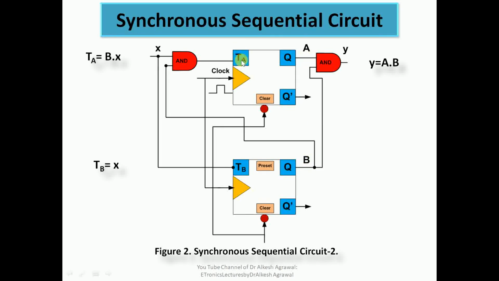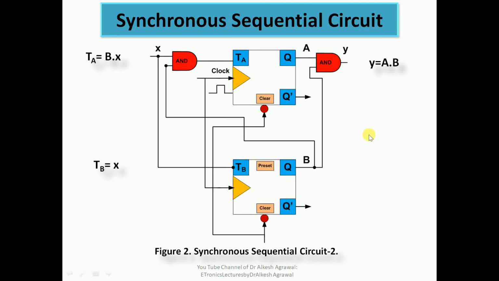Then the input to the TA flip flop: you can see we have an AND gate. One input to the AND gate is the external input X, and the other input is connected to B. So the input TA is B and X. Then you can see TB is connected directly to X, so TB is equal to X. These are the inputs, and the outputs are A and B, and the external output Y is A and B. Now we will analyze this circuit in terms of a state table and a state diagram.